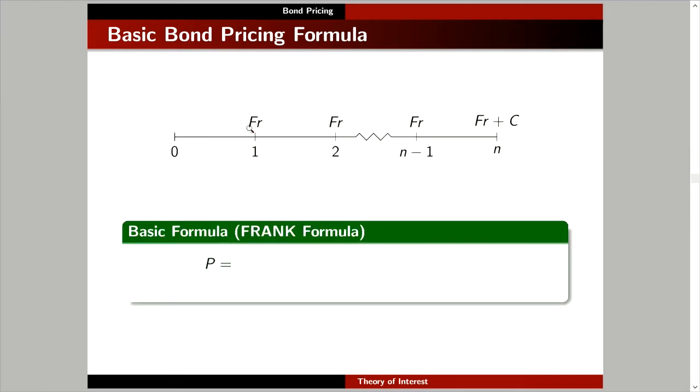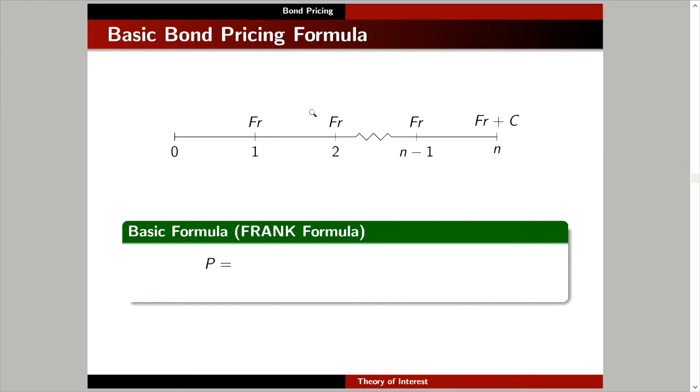So, we have here a basic formula for the bond price. Tinatawag din itong Frank formula. We make use of t equals 0 as our valuation date. So, at time 0, ang perang lumabas kay investor, kay lender, sa bumili ng bond is the amount P. Ito yung perang nilabas ni investor sa pagbili ng bond.